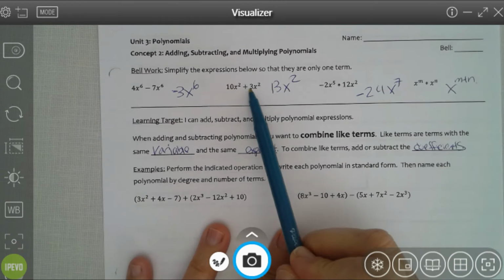Now when you're multiplying, you actually multiply the numbers, and we're going to add the exponents. So 5 plus 7. This right here is just using the rule, so we're just adding our exponents right there. So today we're going to add, subtract, and multiply polynomial expressions. So here are the words you're looking for.